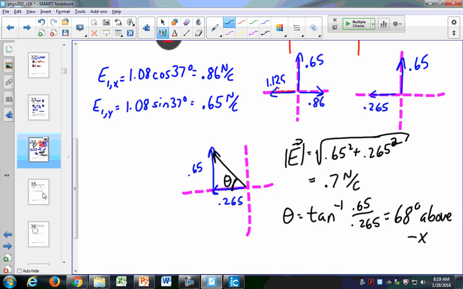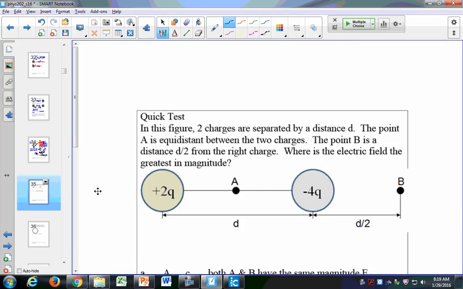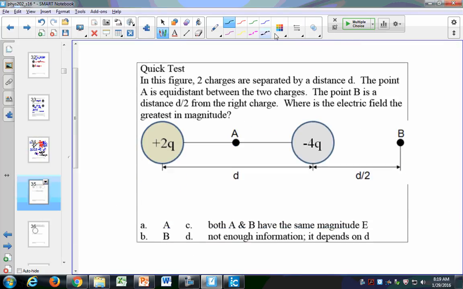Okay, let's see. I think I have, is this a clicker question? Let's try this clicker question. In this figure, two charges are separated by a distance D. The point A here in the middle is equidistant between these two charges, so this is D over 2, D over 2. The point B is a distance D over 2 from the rightmost charge. Where is the electric field greatest in magnitude? At point A? Or at point B, do they have the same magnitude electric field, or does it depend upon that distance D?